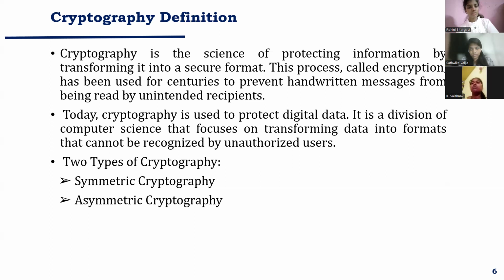It is a division of computer science that focuses on transforming data into formats that cannot be recognized by unauthorized users. There are two types of cryptography: symmetric and asymmetric. In symmetric cryptography, the same key is used for encryption and decryption, like in AES. Coming to asymmetric cryptography, different keys are used, like in RSA.